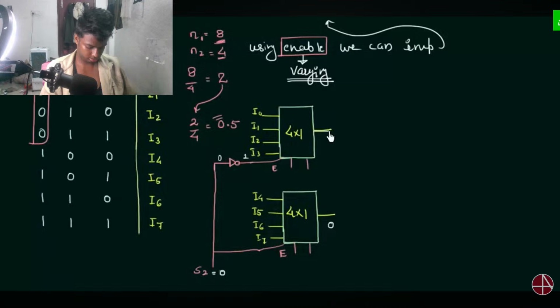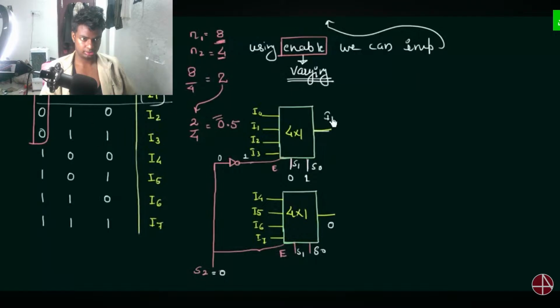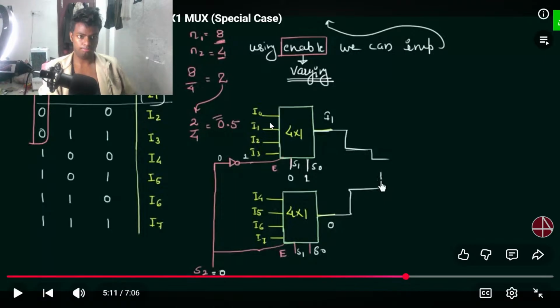And now the output depends upon the select lines. This will be S0 and this will be S1. So if it is 0, 1, then I1 here will be reflected. And now out of I1 and 0, what do we want? We want I1.